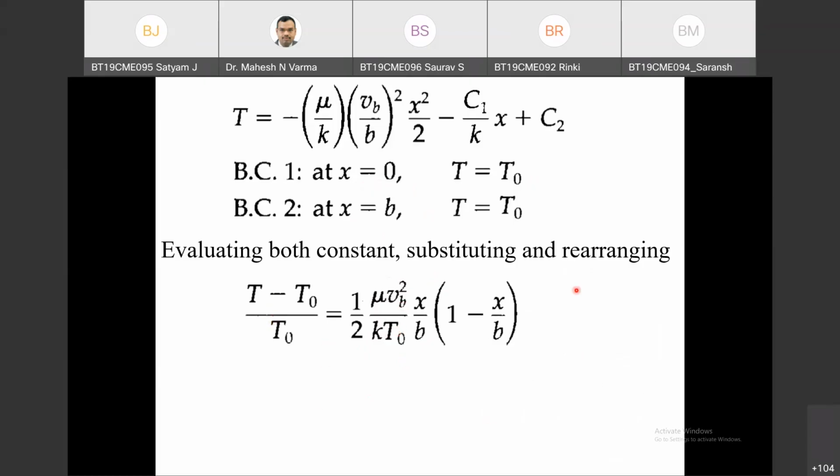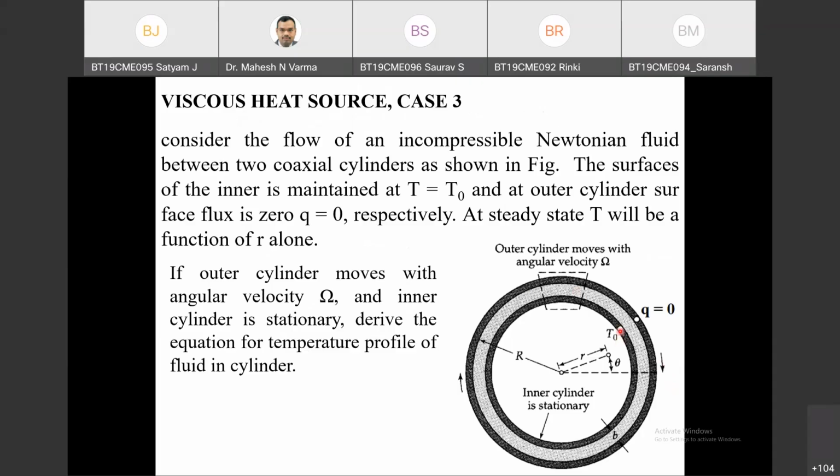This is the second case, when both wall temperatures are kept at T0, where some cooling is done. Sometimes one wall temperature is maintained and the other has a flux maintained. Say this is insulated, meaning thermal conduction is 0 at x equals B. This will be case number 3: the inner wall temperature is T0 and the outer wall is maintained at flux equals 0.